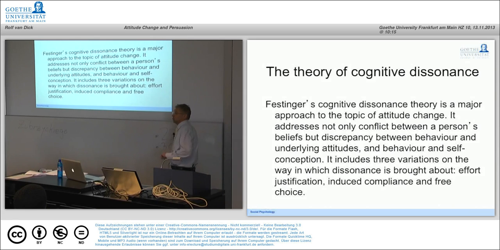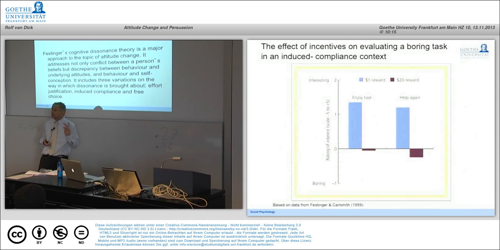And now there are 2 conditions. In one condition, the participant is getting paid $1 for participating in the experiment. In the other condition, the participant gets $20. In 1959, $20 was a lot of money. That was about 150 euro in today's terms. So in one condition, you get a really small amount of money. In another condition, you get a large amount of money. And this is the result.